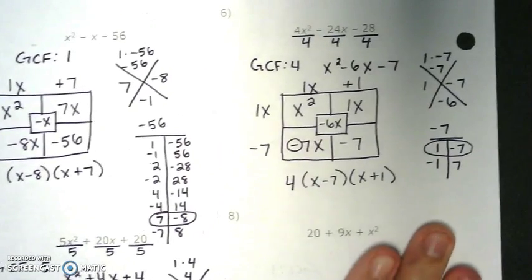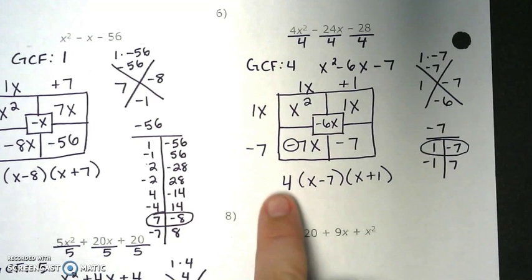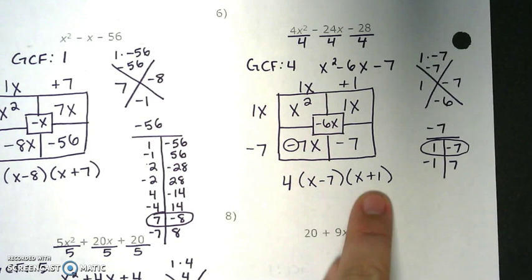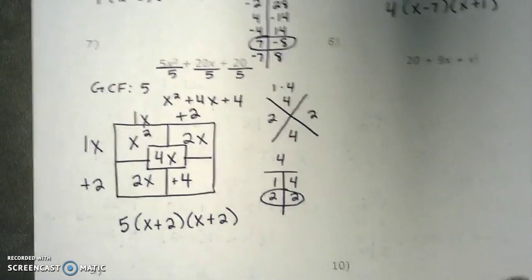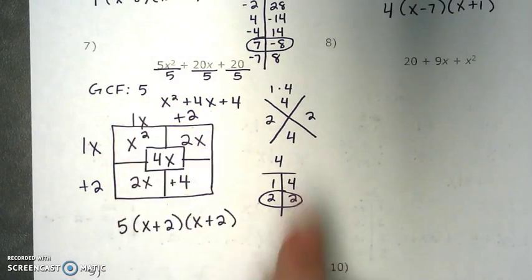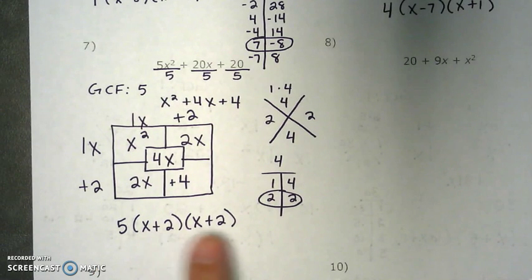Number 6, you should have got a GCF of 4, and your final answer should be 4 on the outside, x minus 7 times x plus 1. Number 7, you should have got a GCF of 5. Your final answer should be 5 on the outside, x plus 2 times x plus 2.